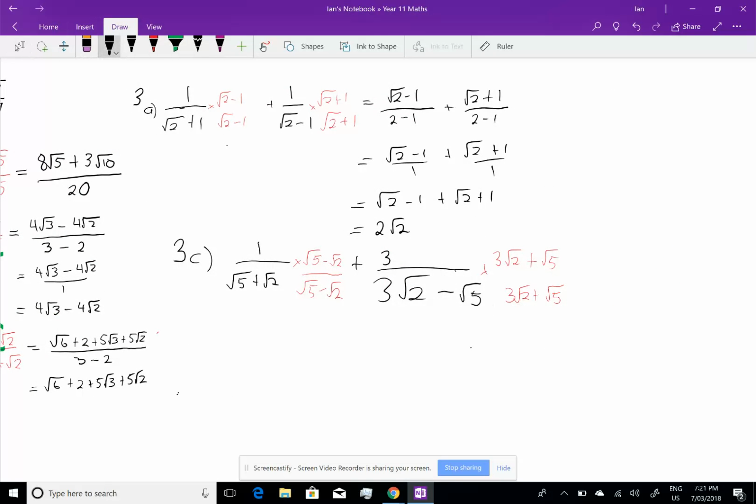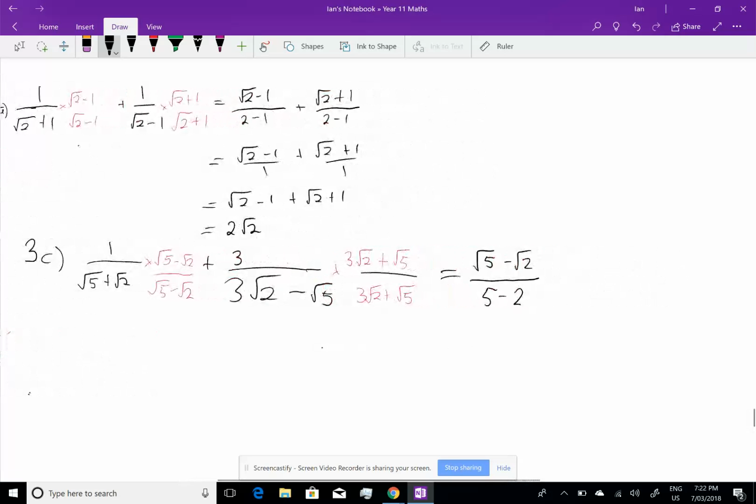Okay. Well, 1 times that is pretty easy. I get root 5 minus root 2. And the difference of 2 squares underneath, I get root 5 squared, which is 5, minus root 2 squared, which is 2. The other one, look at this. I get 3 of those and 3 of those. Well, 3 times 3 root 2 is 9 root 2. And 3 times root 5 is 3 root 5.